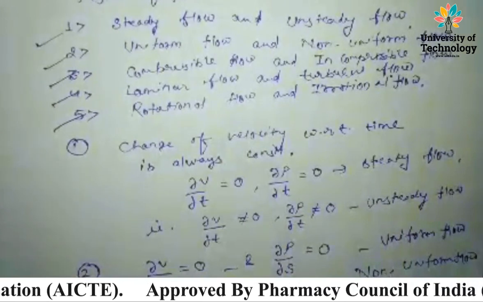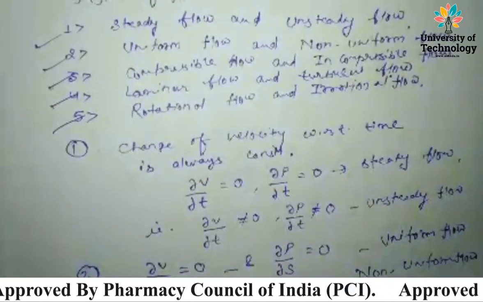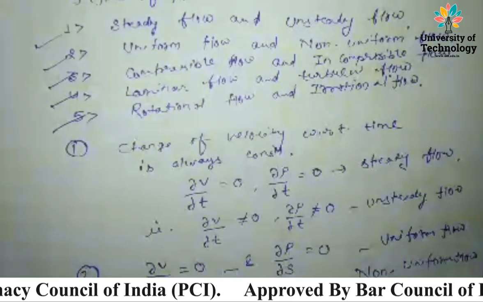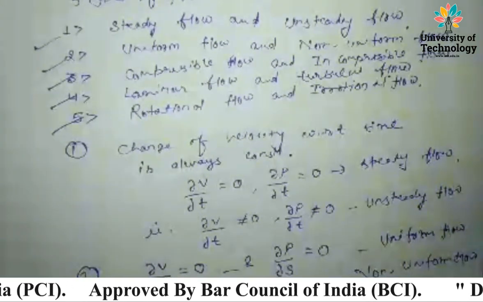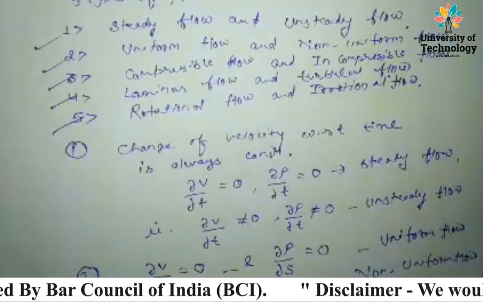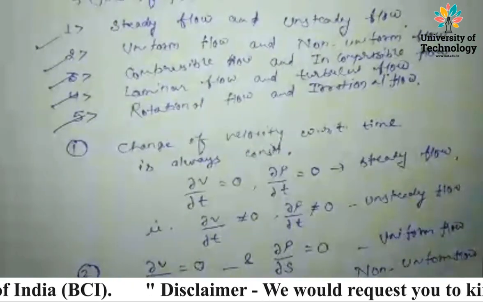Now the second is unsteady flow. It means it's vice versa of steady flow. That means del V upon del T is not equal to 0 or del rho upon del T is not equal to 0, and it is not always constant, right?